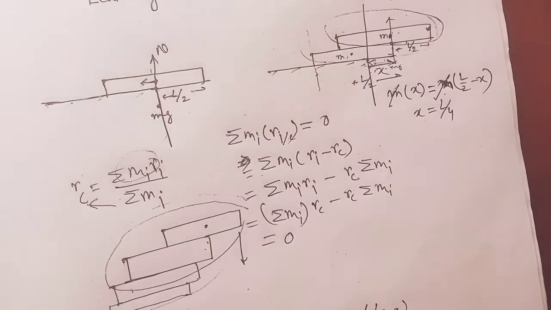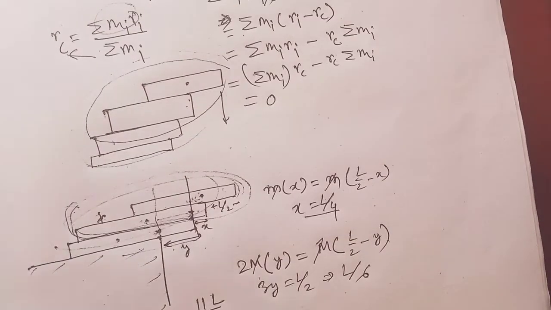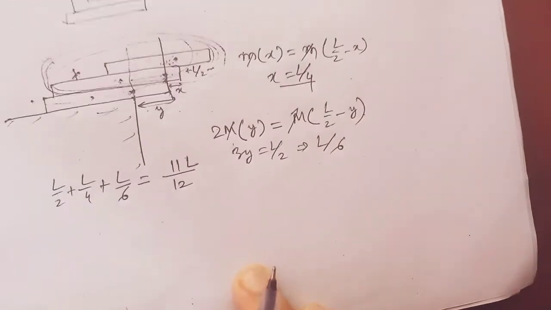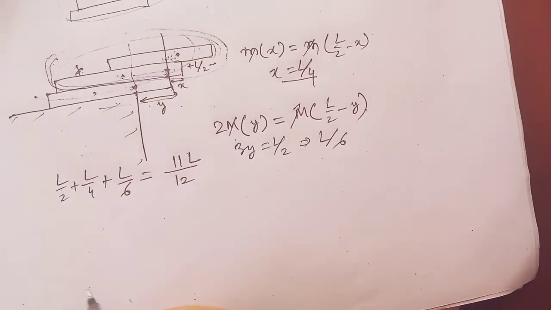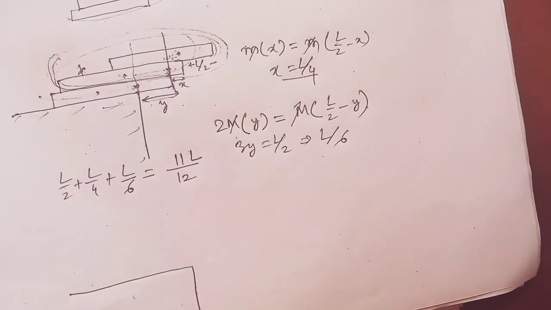Now let me quickly tell what will be the scenario if I want to balance 4 blocks. How can I reduce the maximum offset? So using the same concept we can do that. See, here is the ground.